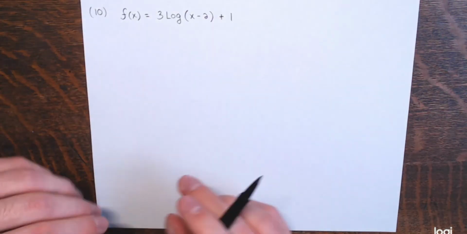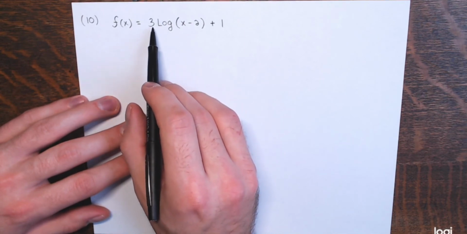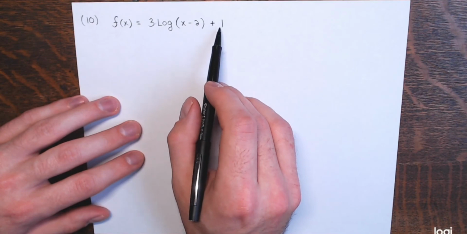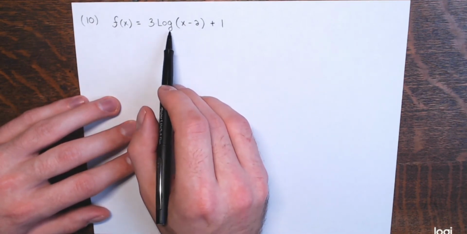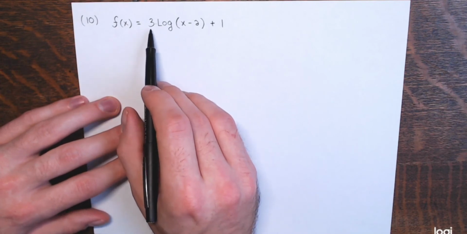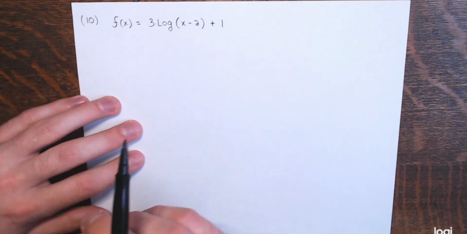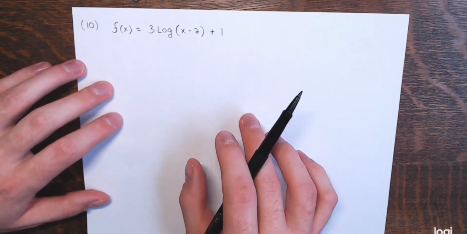Alright, so another one involving the log base 10. We have 3 times the log base 10 of x minus 2, and then plus 1. So again, if I were graphing this with transformations, I'd start with the log of x, multiply everything by 3, then move everything to the right 2, and then up 1. Right. But like I've been saying, I'm not going to do that, right?